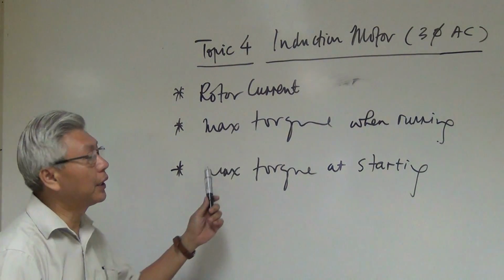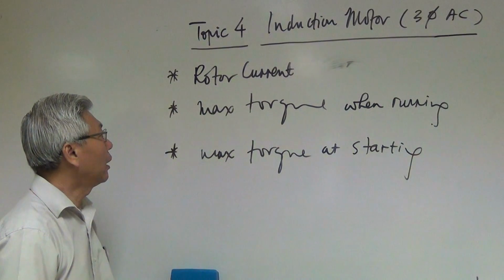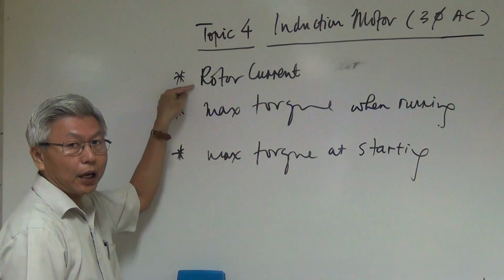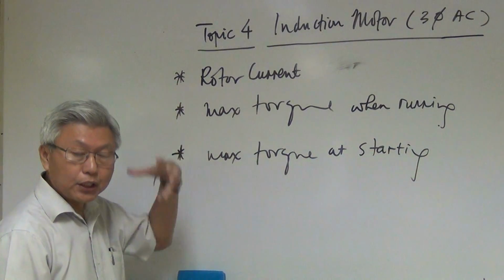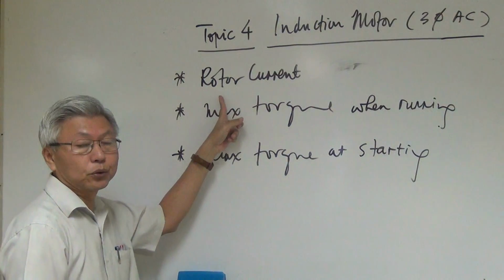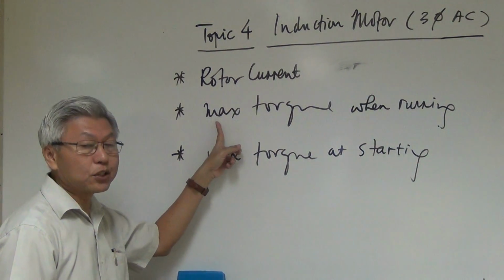Alright, let's continue with our induction motor part 2, which is still on the basic material. Now, in this part 2, we want to talk about 3 items. How to calculate the rotor current. Remember, voltage was induced in the rotor, and therefore, there is a current. How to calculate the rotor current. And how to calculate the maximum torque when it is running.